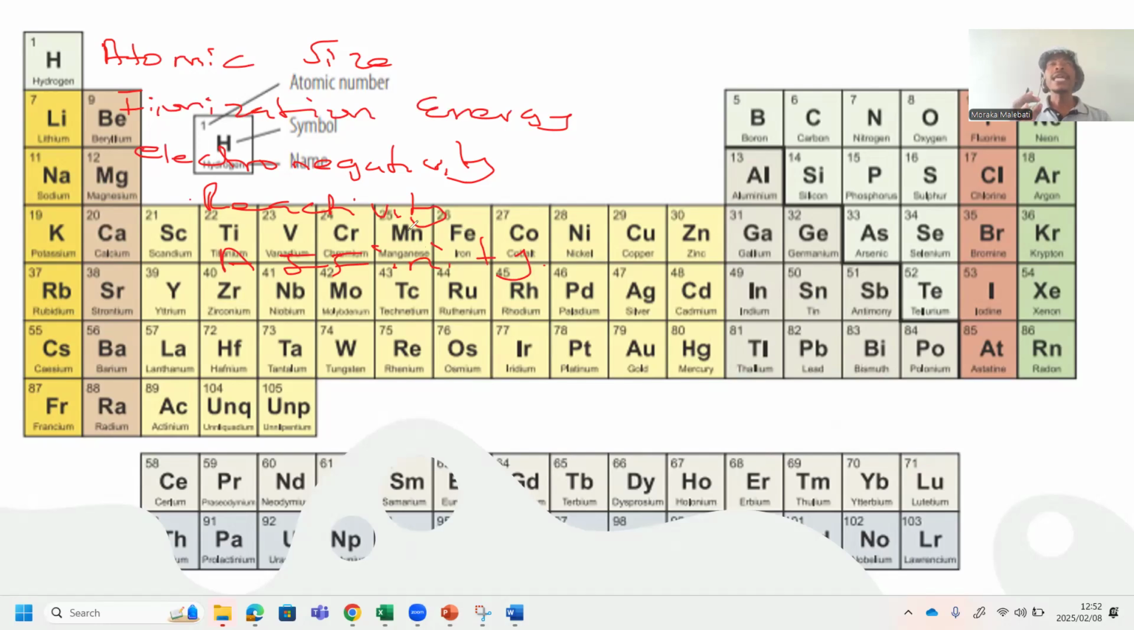So basically, the electron affinity is the energy change that happens when an atom gains an electron. Let me give you an example. Imagine you have a magnet and a metal paper clip. Some magnets strongly pull the paper clip, while others barely attract it. So this would be the same analogy as these things.